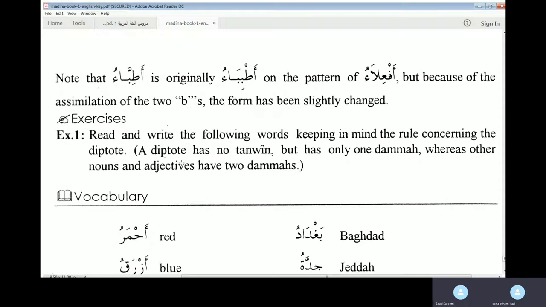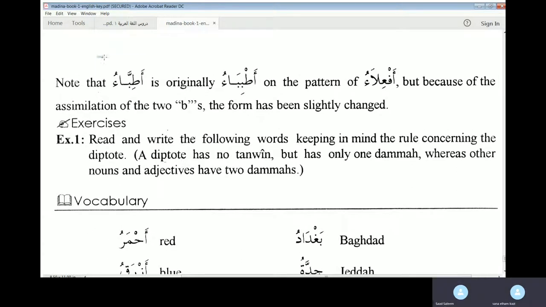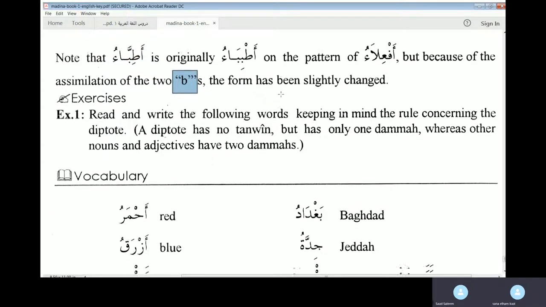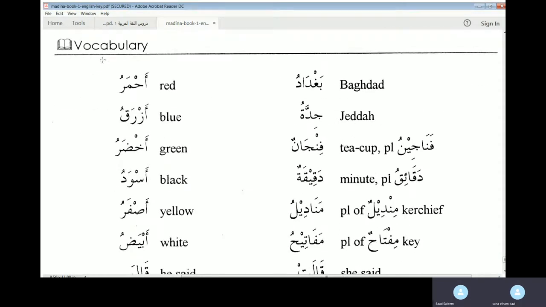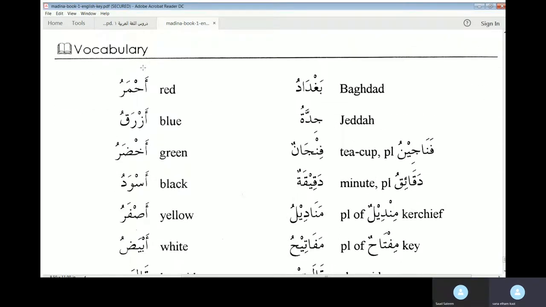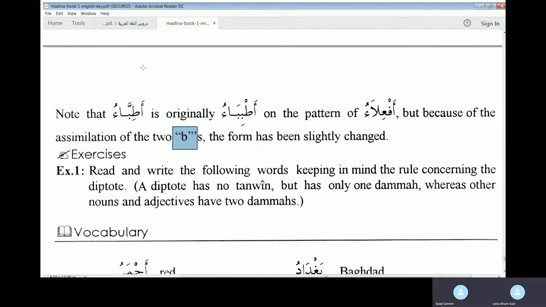Note that atibbau is originally on the pattern of af'ilau. But because of the assimilation of the two bas, the form has been slightly changed. Is it still af'ilau, atibbau? Yes, it is still the same pattern of af'ilau. When we pronounce, we feel the pattern of af'ilau.